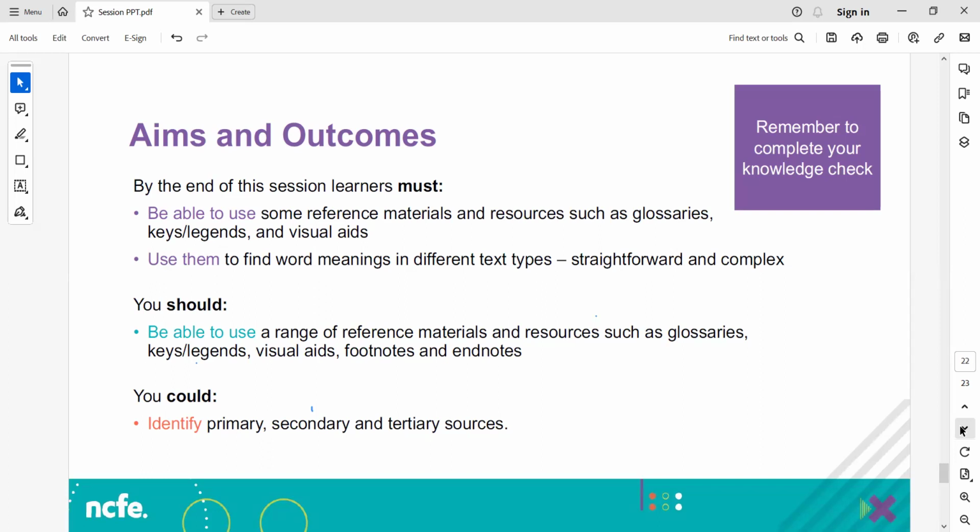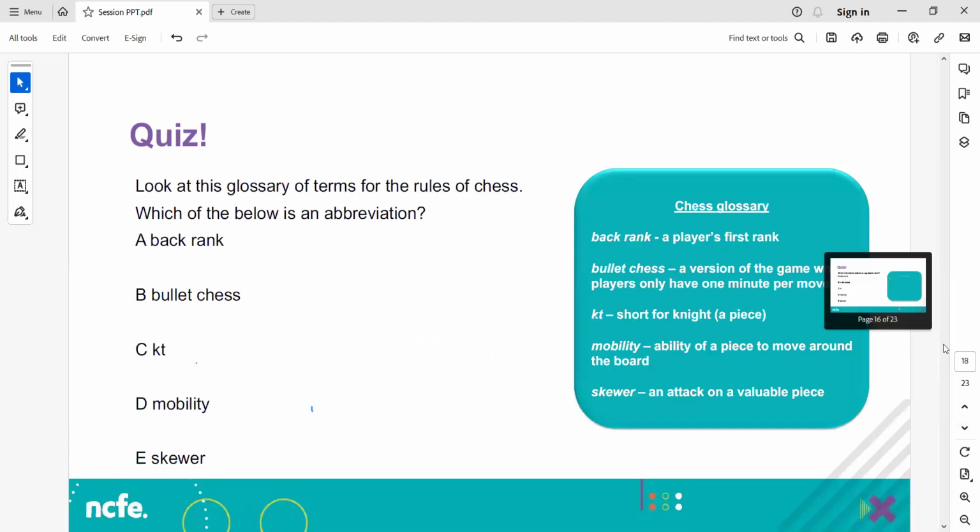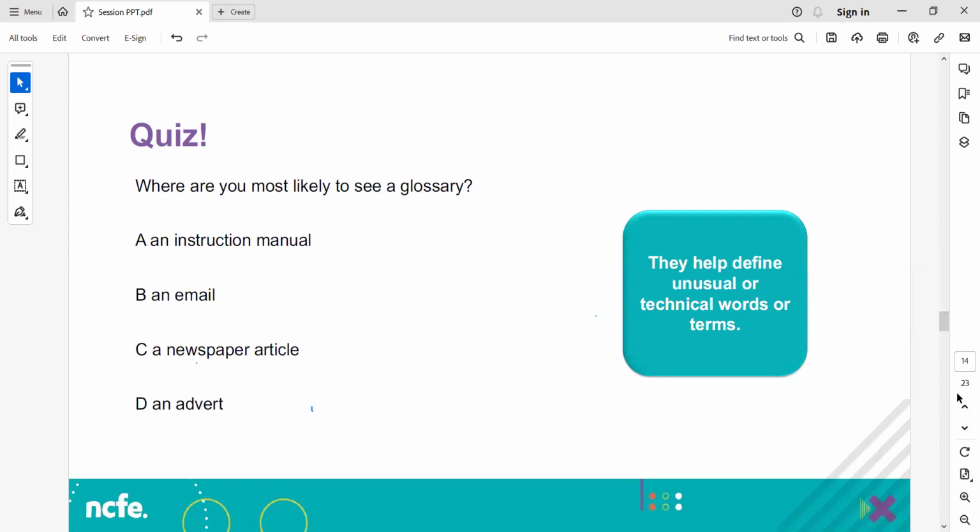Yep. Can you take the tertiary? I didn't understand well, sorry. So, tertiary. Yeah. So let's just go back. My mouse isn't working very well today.